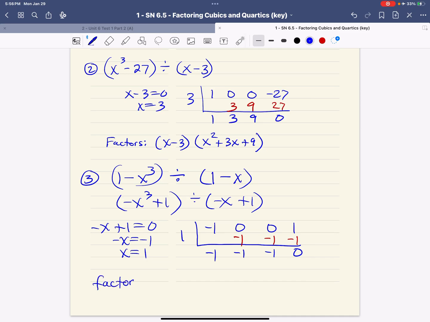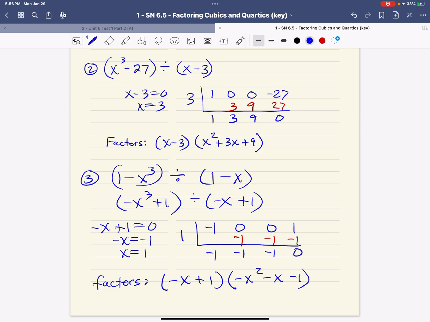Well, our factors are, and I'm going to use the new one, my factors are negative x plus 1, and the answer is negative x squared minus x minus 1.